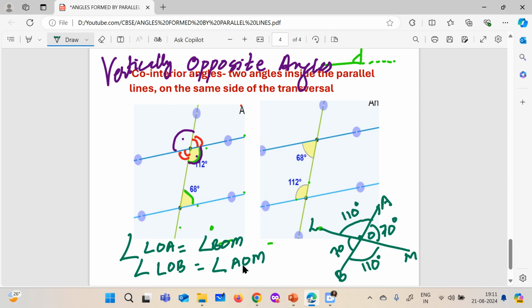So, to sum up, we can say that when a pair of parallel lines are intersected by a transversal line, four basic types of angles are formed. One is corresponding angles, alternate interior angles, then co-interior angles and vertically opposite angles. So we can say that corresponding angles are equal, alternate angles are equal, vertically opposite angles are equal, but the sum of co-interior angles is 180 degrees. I hope this is clear to everyone.